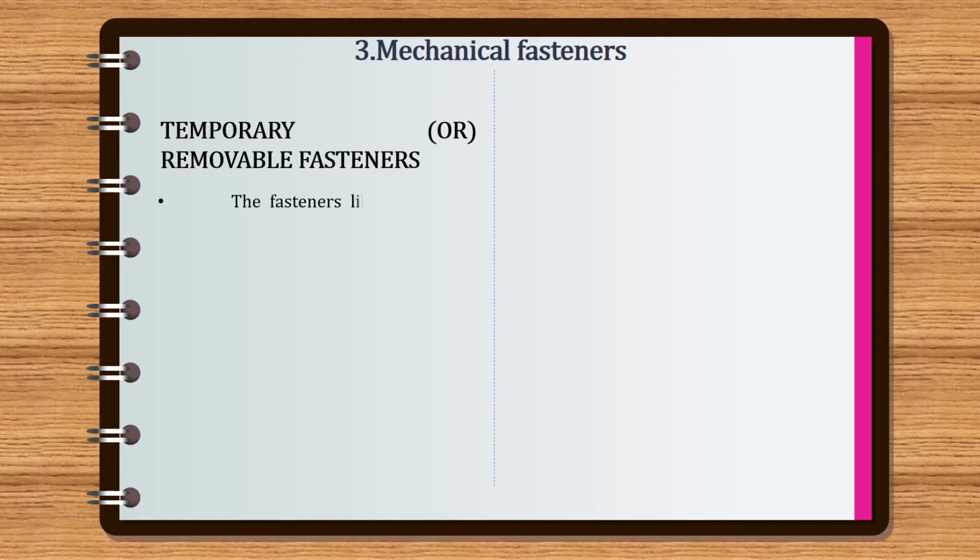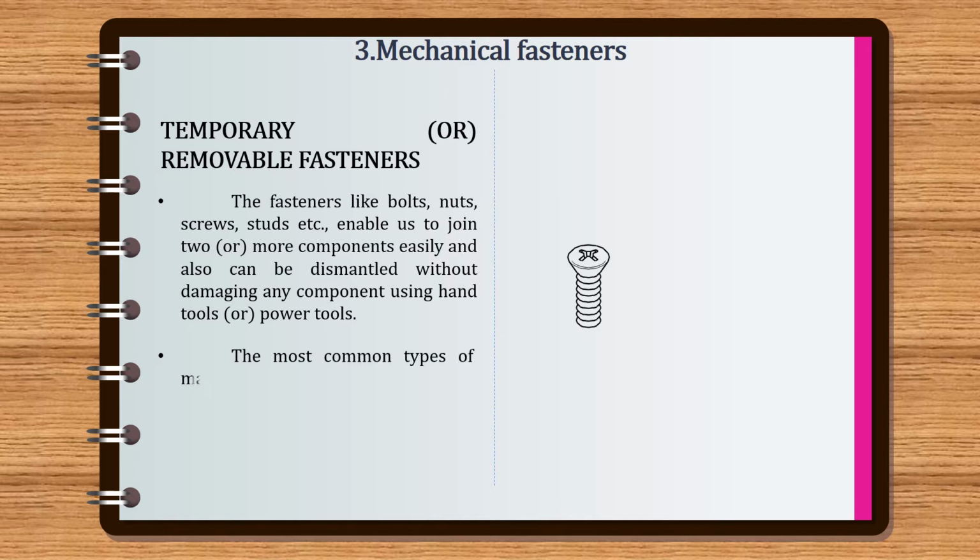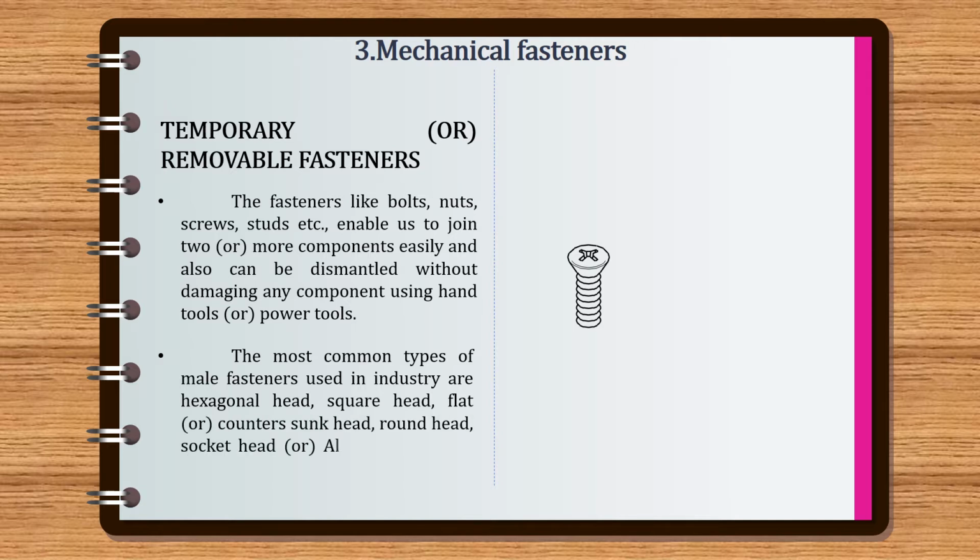Fasteners like bolts, nuts, screws, studs, etc. enable us to join two or more components easily and can also be dismantled without damaging any component using hand tools or power tools. The most common types of male fasteners used in industry are hexagonal head, square head, flat or countersunk head, round head, socket head or Allen head, button head, and socket set screws, etc.